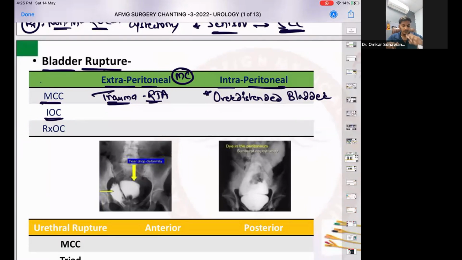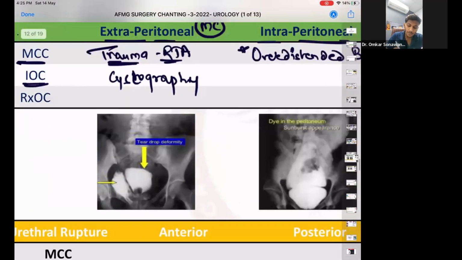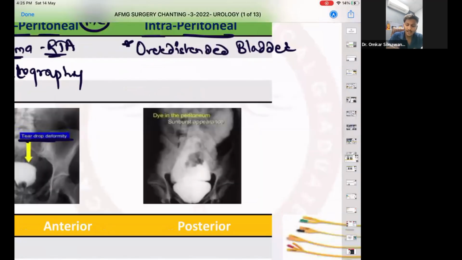And if I talk about the cystography, here you can see in extraperitoneal bladder rupture there would be a teardrop deformity. Whereas in intraperitoneal bladder rupture, there would be a sunburst appearance. Sunburst appearance is seen in intraperitoneal. Whereas the teardrop deformity is seen in extraperitoneal bladder rupture. No issues with this, anybody?